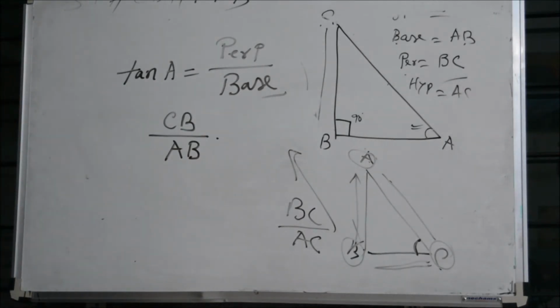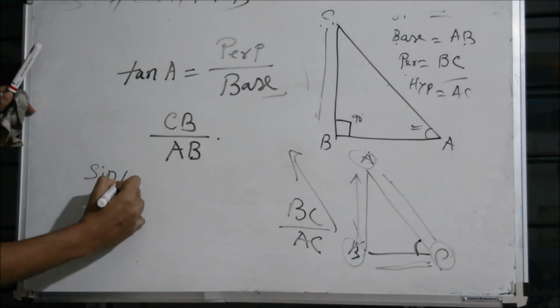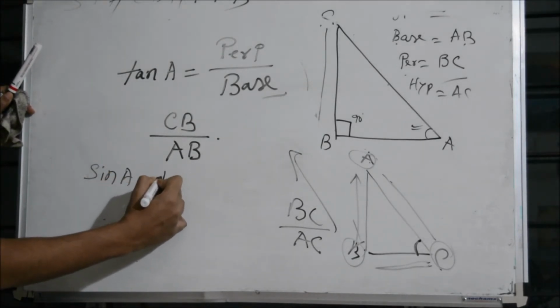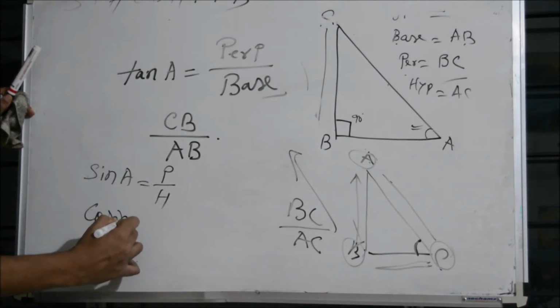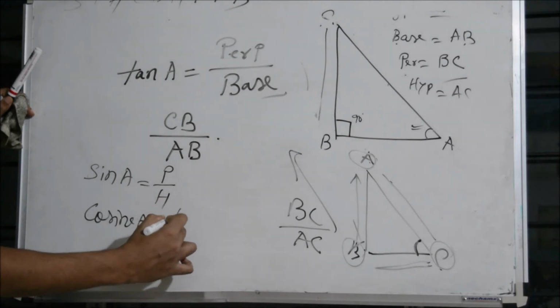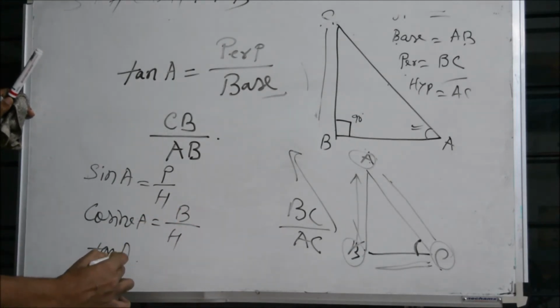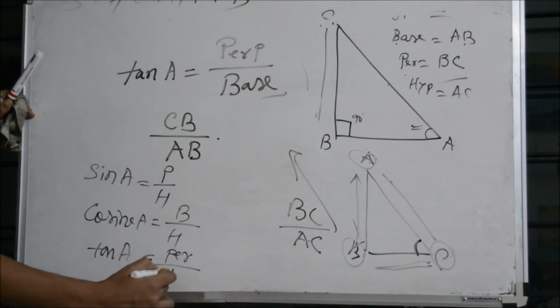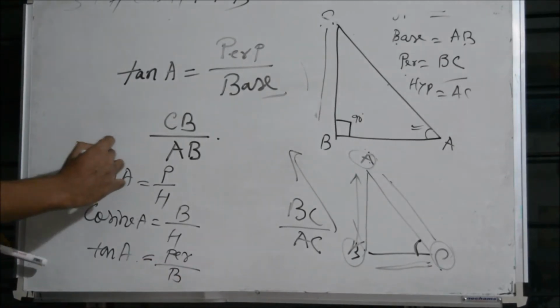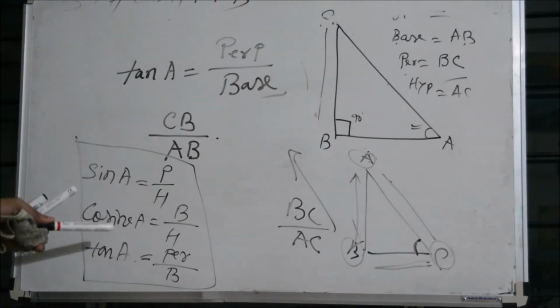So we got till now three ratios. One is sine of angle A is equal to perpendicular by hypotenuse. Cosine of angle A is equal to base by hypotenuse, and tan of angle A is equal to perpendicular by base. So these three are trigonometric ratios. They will always be same.